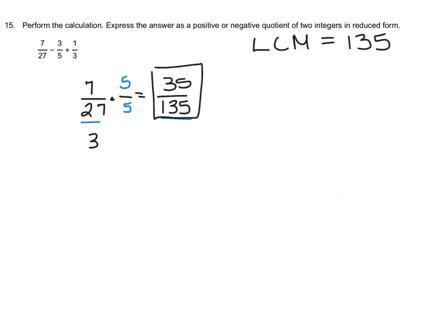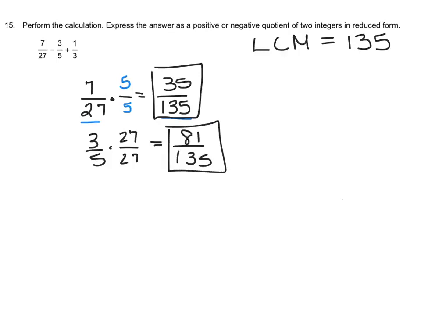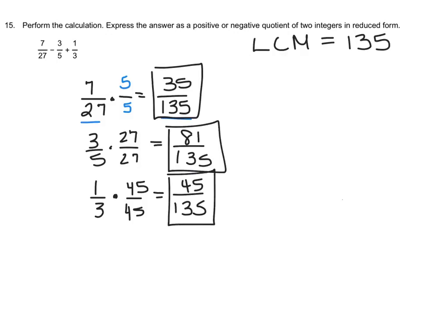Now I'm going to rewrite 3/5 so that its denominator is 135. And 5 times 27 is 135, so I'm going to multiply the top and bottom by 27, and I get 81 over 135. Next, I'll look at the third fraction, which is 1/3, and 3 times 45 equals 135. So I'll multiply the top and bottom by 45. 1 times 45 is 45. So this fraction becomes 45 over 135.